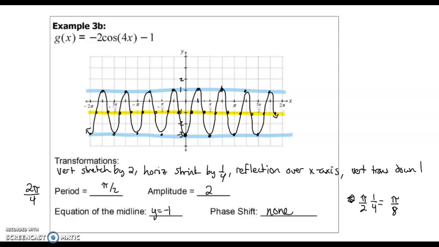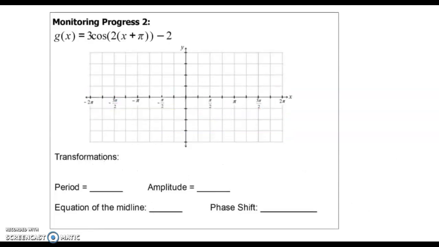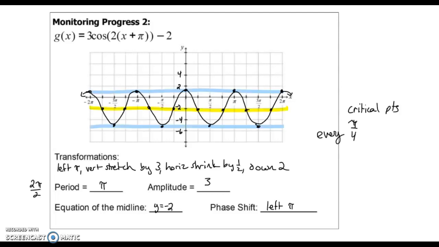Okay, if you'd like to try monitoring progress number 2, if you need the practice, go ahead and try it, and then I'll come back on with your solution in just a minute. Okay, and here's the solution of monitoring progress 2. Note that to get this to fit on the graph, I did go by 2s, and so you see the top line is at 1, and the minimum is at -5. The midline is at -2.